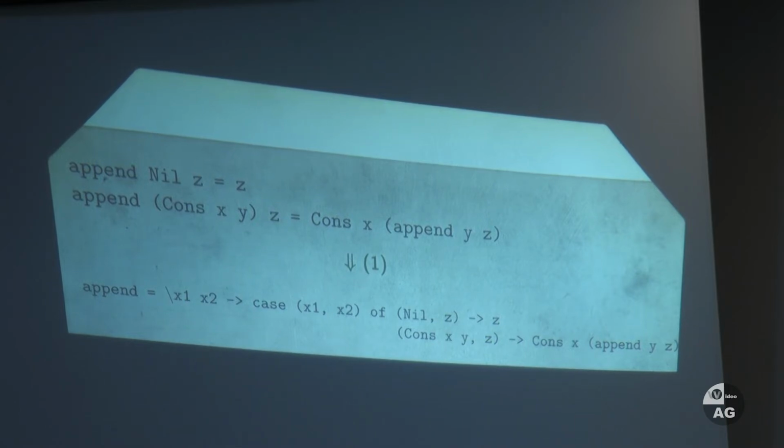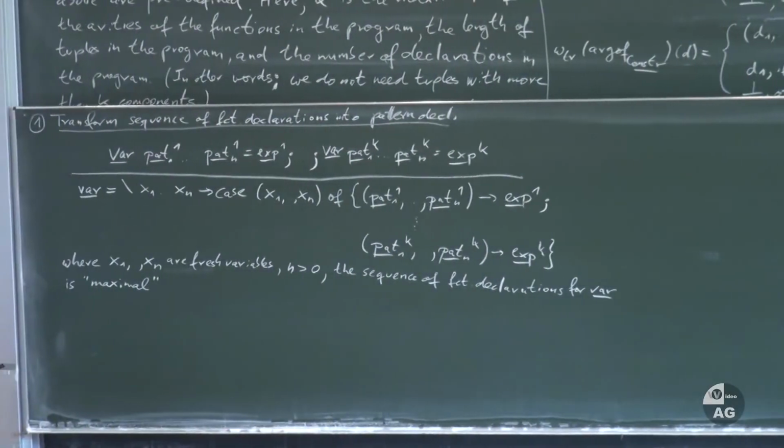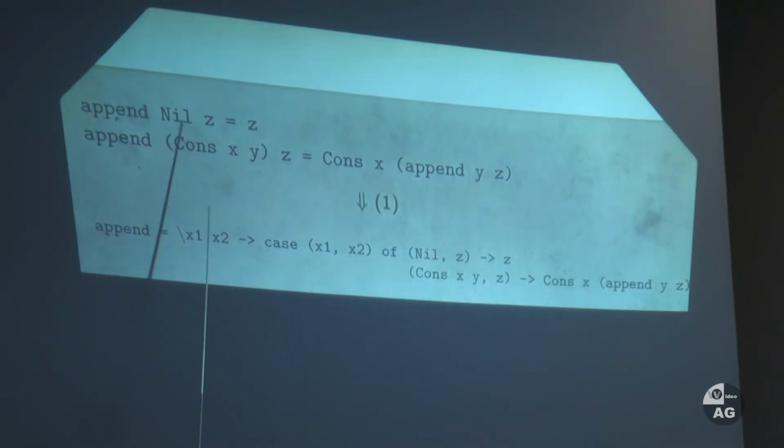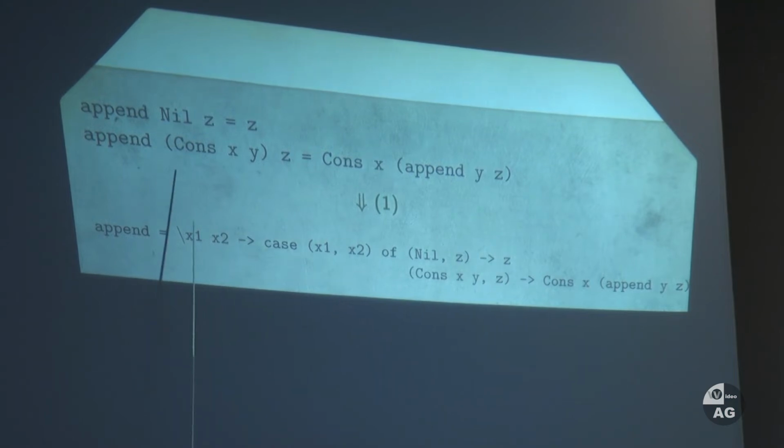And now we have to find out which of the patterns here will match these actual arguments. So here are the actual arguments, x1 and x2, and the question is which pattern matches them. If they are matched by the first pattern, by nil z, then the result is z. If they are matched by cons x, y, and z, then the result is this term over here.